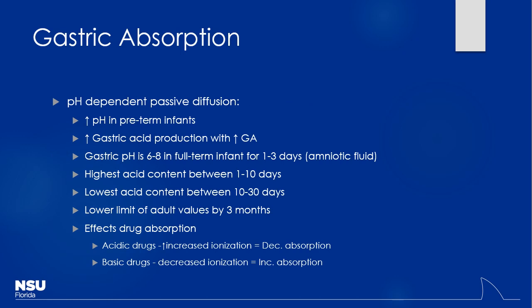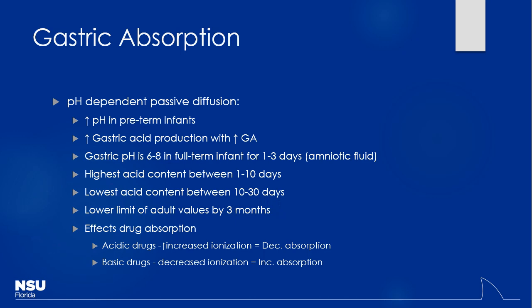So looking at pH-dependent passive diffusion, as I mentioned, especially for preterm kids, the pH is going to be elevated. And then as gestational age goes up, you're going to find their acid production is going to be more readily available. They're going to be producing more acids, so pH should start to go down. As I mentioned, that first couple of days is going to be relatively neutral, mainly due to that amniotic fluid. And then it's going to start to really peak up, because they want to get that pH down. By the time they're about a month out, it should be relatively low at that point, so it should stabilize things out. And then by 3 months or so, it should be pretty close to adult levels.